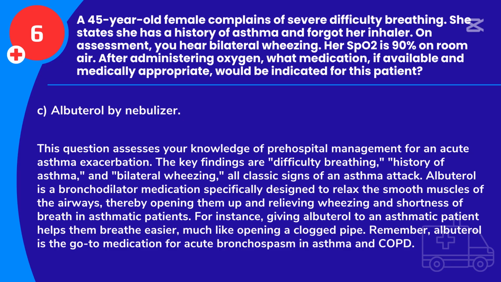Answer: C. Albuterol by nebulizer. This question assesses your knowledge of prehospital management for an acute asthma exacerbation. The key findings are difficulty breathing, history of asthma, and bilateral wheezing, all classic signs of an asthma attack. Albuterol is a bronchodilator medication specifically designed to relax the smooth muscles of the airways, thereby opening them up and relieving wheezing and shortness of breath in asthmatic patients.